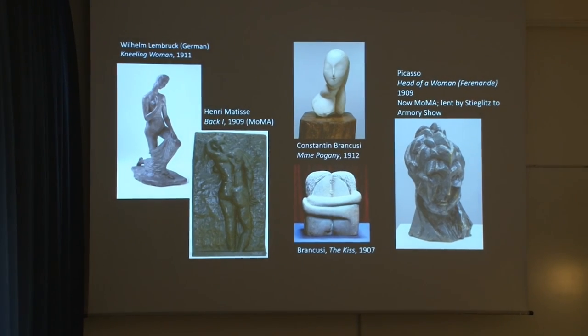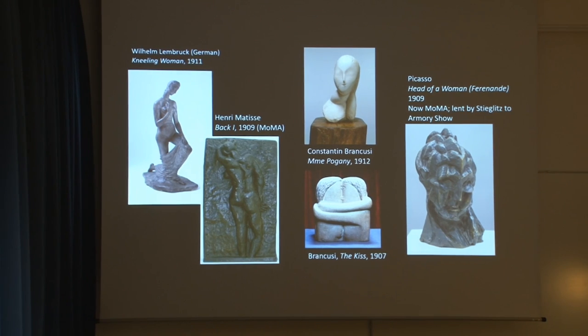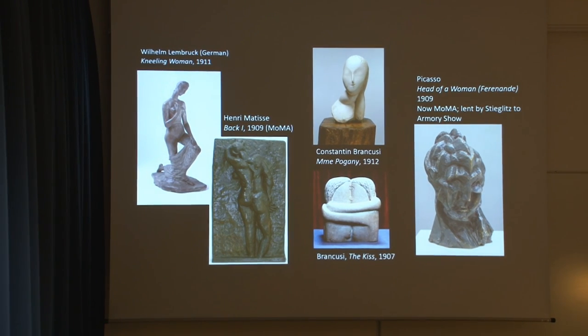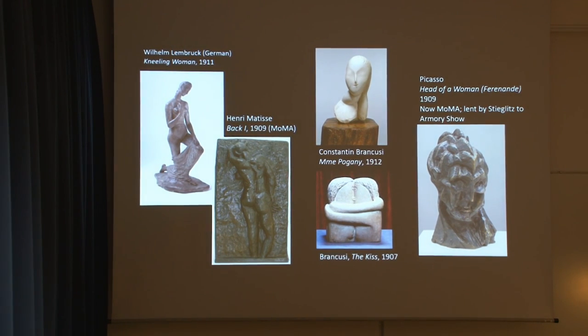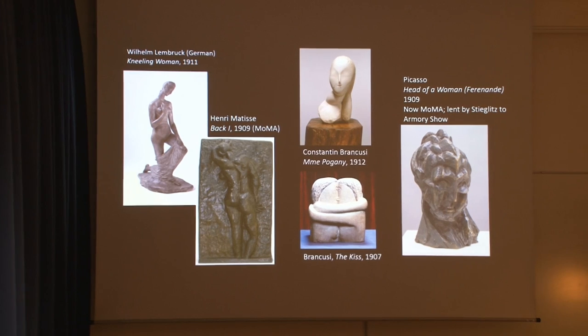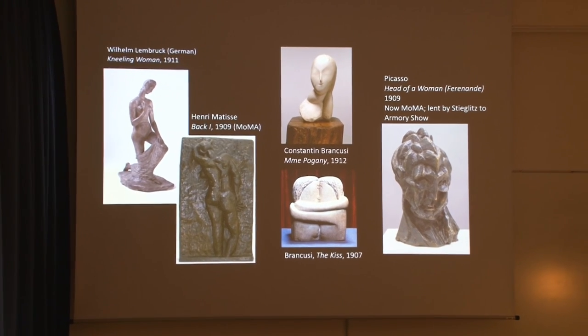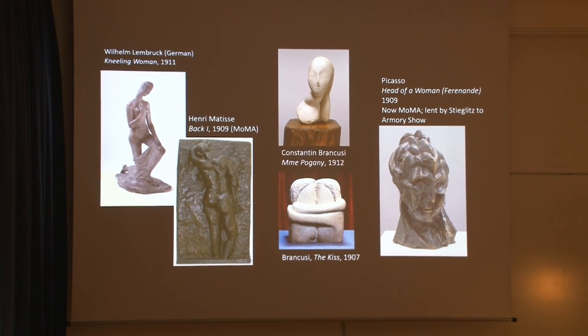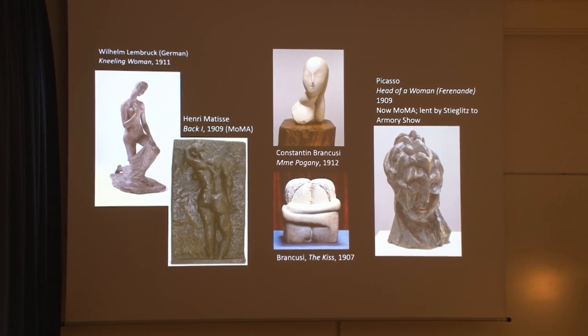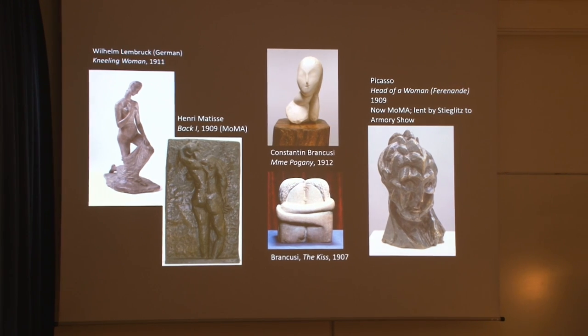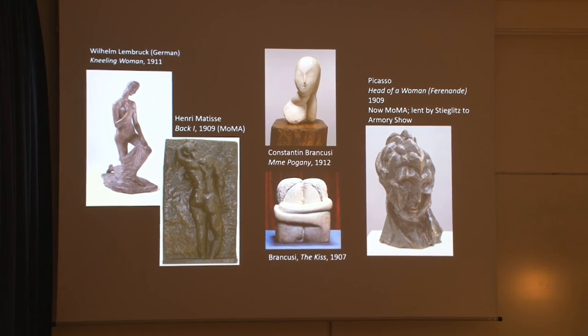Much of the sculpture at the Armory Show was relatively traditional and based on the human figure. Maillol and Rodin were both represented by one work each, and Lehmbruck and Matisse streamlined the female form in their own ways. But Matisse would later progress much further in simplifying the human body in the continuation of his series, the Backs 2, 3, and 4, which he produced during the course of the next two decades.